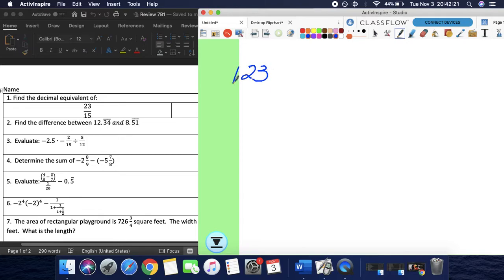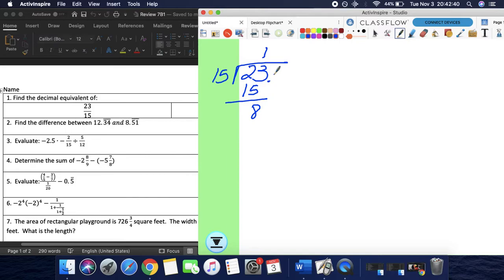23 divided by 15. By the way, this whole review is going to be very labor intensive because you're not going to be using a calculator for this. Okay, so 15 does not go into 23. Remember, it's 23 divided by 15, okay? So 15 goes once. We have 8 left over.